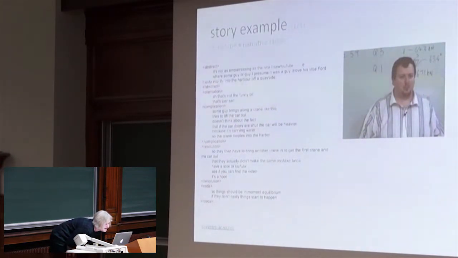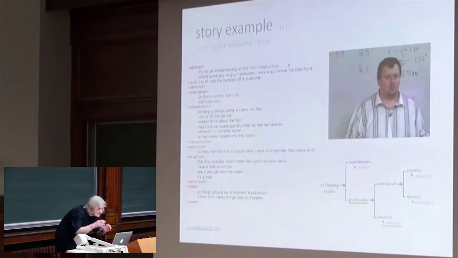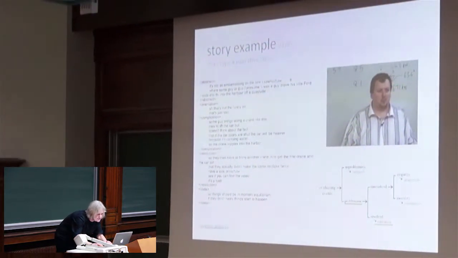So things should be in moment equilibrium. If they don't, nasty things start to happen. Right? So that's a kind of narrative arc. You can see how it's divided up in discourse analysis terms into different sections. But here's a similar story told. You've got the evaluation. All stories are evaluations of events, but there's a problem, and the problem is resolved.